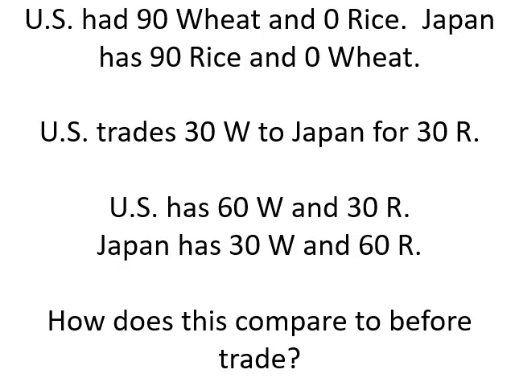And so what's happening now is after this production, the U.S. is sitting on having 90 units of wheat and 0 rice. Japan is sitting on having 90 units of rice and 0 wheat. And now they trade. So the U.S. trades 30 wheat to Japan for 30 rice.